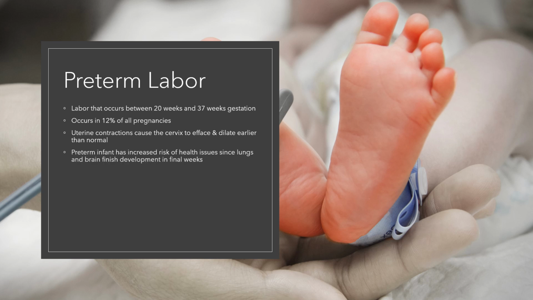The preterm infant has an increased risk of health issues. The lungs and brain typically finish their development in the final weeks of gestation. So delivering prior to 37 weeks gestation, the infant is not fully developed yet. Risk factors for preterm labor include cervical abnormalities, previous preterm births, a mother that's pregnant with multiples, infections, and smoking.